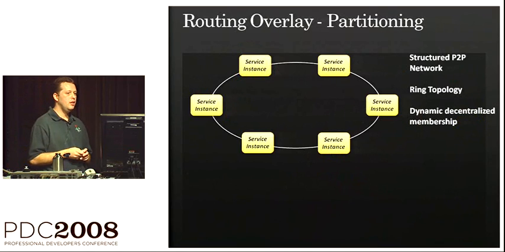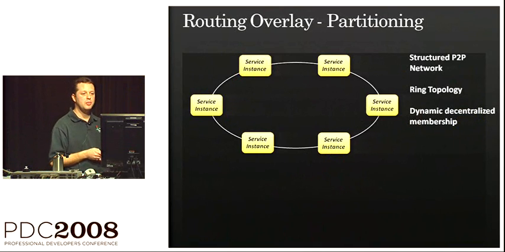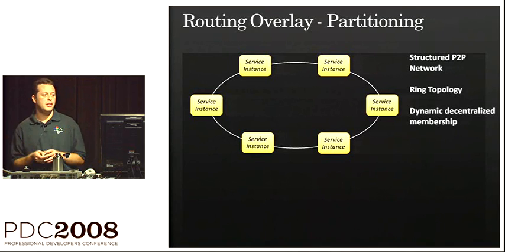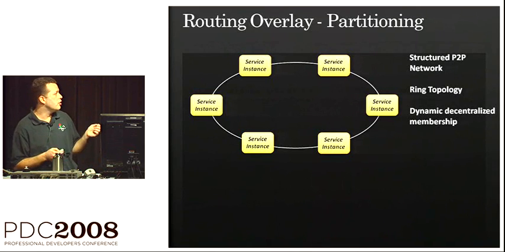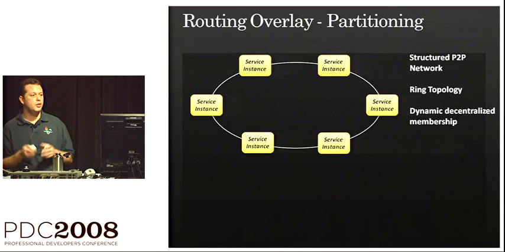So the routing overlay is essentially a structured peer-to-peer network. I've drawn 6 nodes here just to keep things more or less readable. You can imagine there could be many more nodes inside of an overlay network, of course. Now, each node here is hosting an instance of the service. They're all identical to each other. They're all pretty much clones.